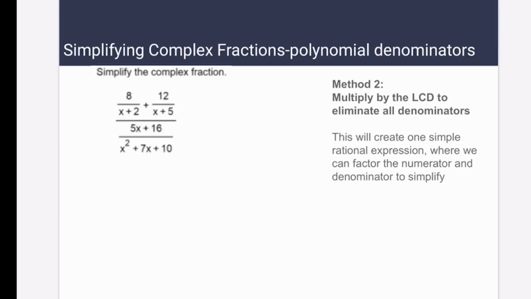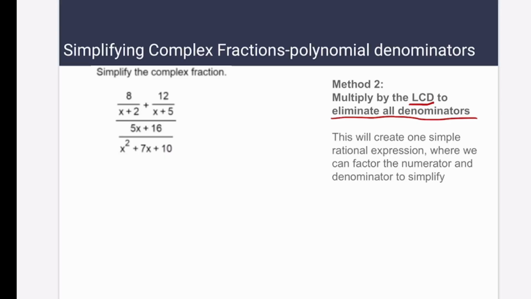Okay, we're going to simplify complex fractions with polynomial denominators. So I already made a video on simplifying complex fractions with monomial denominators, and I went over two specific methods. Method 2, which I'm going to use in this video, where you identify the least common denominator and eliminate all the denominators, is going to be the best method to use as math gets more complicated. So we're going to focus on this method here.